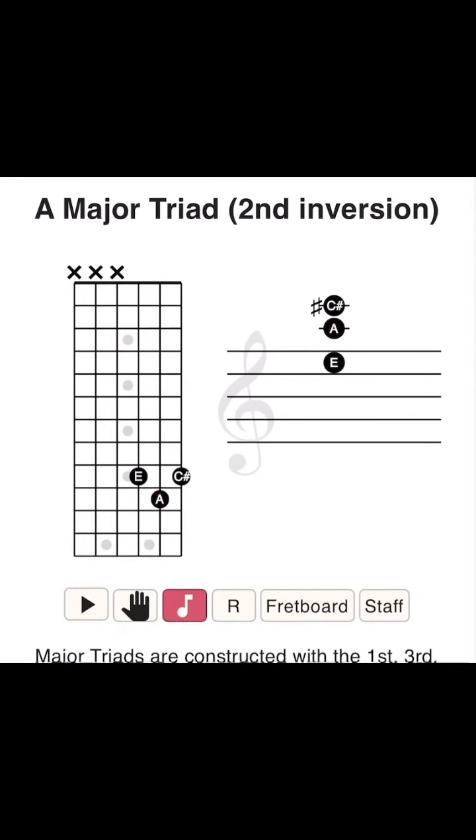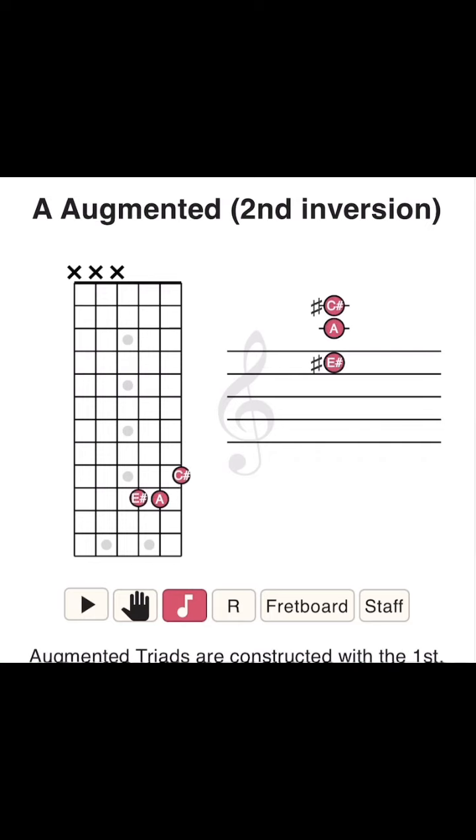Second inversion is when the fifth of the chord becomes the bass note. With an A major triad, A, C sharp, E, in second inversion, we'd arrange it as E, A, and C sharp. Let's look at what these different triad types look like in second inversion. Major, minor, augmented, diminished.